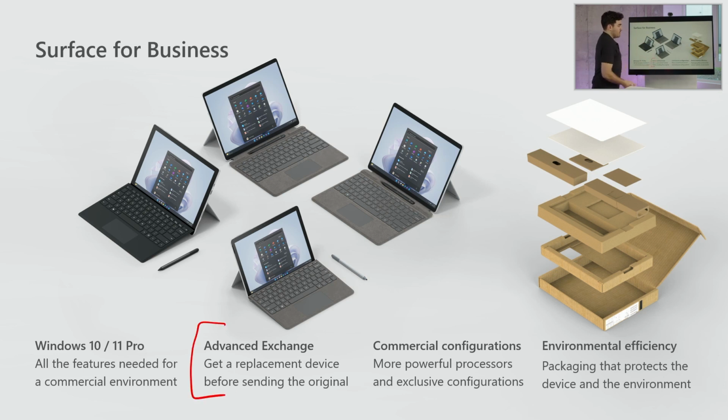If something goes wrong with that device, we'll send the replacement device first before receiving the defective device back, a process called advanced exchange. Some of our for business devices have more powerful processors and some unique configurations for our business customers, and some are reserved exclusively in that Surface for Business line, so you'll have that best expression of our portfolio.